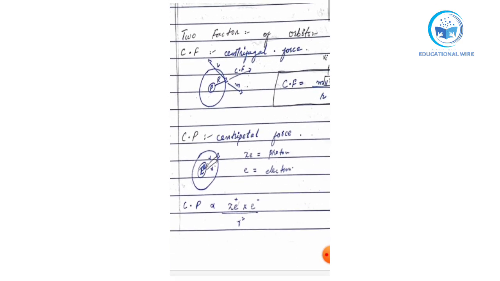First of all, we should talk about the two forces of an orbit. There are two main forces of an orbit. One is called the centrifugal force and the second is called the centripetal force. Talking about centrifugal force, we have a proton over here with an electron, and there is attraction between the electron and proton, and this distance is called the radius.